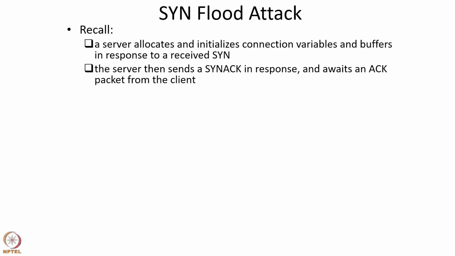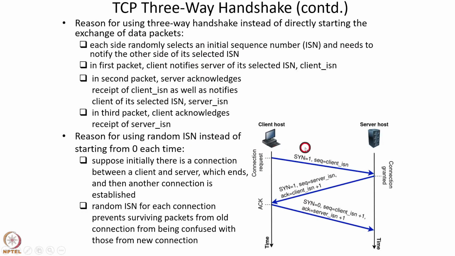Now we have discussed TCP connection establishment and TCP connection closure. Now there is an attack on TCP connection establishment known as the SYN flood attack, in which an attacker sends a large number of SYN packets to the victim. Recall that a server allocates and initializes connection variables and buffers in response to a received SYN packet. We discussed that in this figure. When the server receives this SYN packet from the client, in that case, the server allocates buffers and variables to the connection. So that happens at this instance in time.